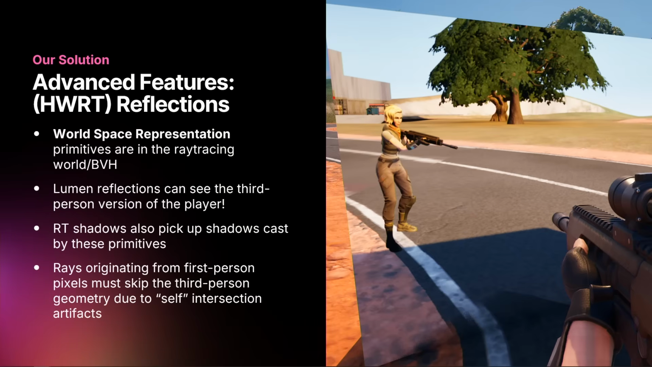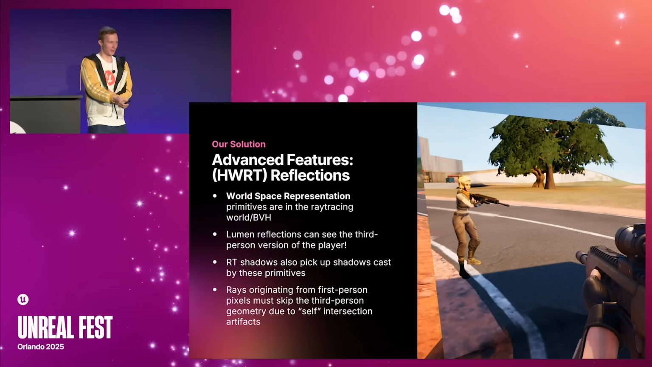All right. And like I pointed out for the shadows, the same goes for the reflections. Rays originating from first-person pixels, so reflection rays essentially, must skip the third-person geometry. Otherwise, for example, a reflection ray starts from your arm and then hits the third-person version of that same arm, and you get weird black reflections on it, and it just looks all kinds of weird. Keep that in mind.